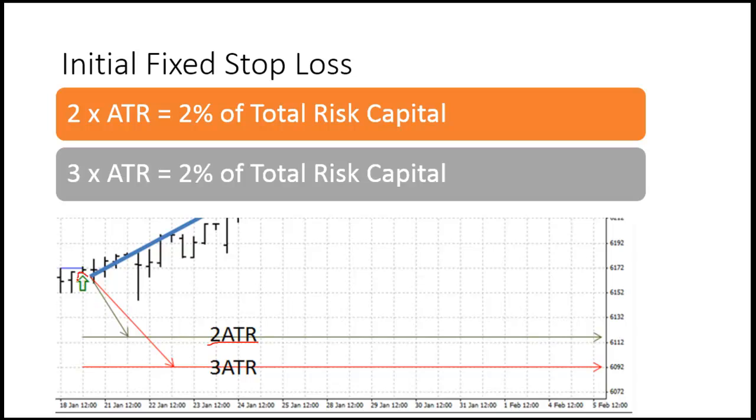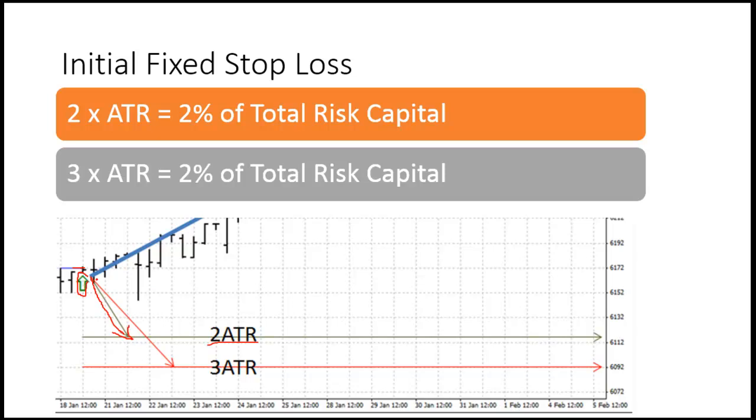So imagine this green arrow is the bar at which you entered, and this horizontal line is the actual entry point. And let's say 2 times your average true range means that your stop loss is here. So if the market falls to there, it's not just market noise, it's actually something bigger than that, so you exit. Your trade isn't going to work. Okay, that has to be 2% of your total risk capital. If it falls there, you lose 2% of your total risk capital.